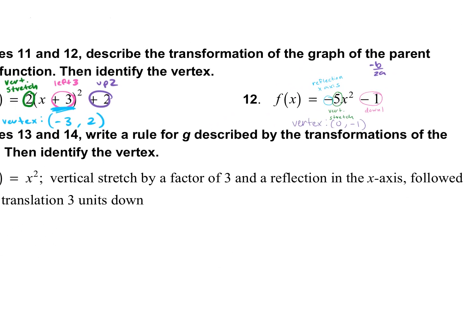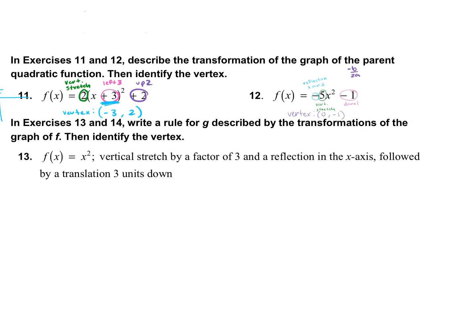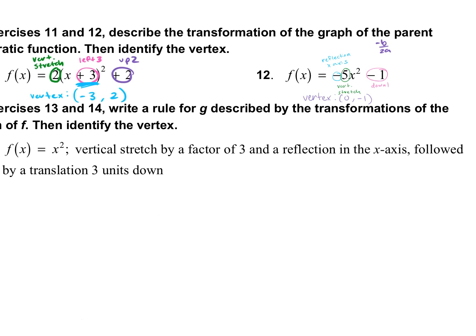All right. Lastly, let's do 13. We want to write a rule for g described by the transformation of the graph and then identify the vertex. So we're starting with x squared here. So remember, we apply our transformation one at a time in the order that it tells us. So we have a vertical stretch by a factor of 3. How do I apply a vertical stretch to the factor of 3? Multiply everything by 3. So here it's just 3x squared. Start with the x squared and multiply it by 3.